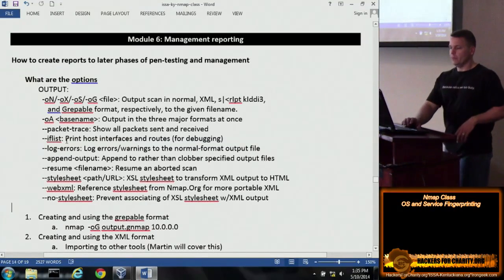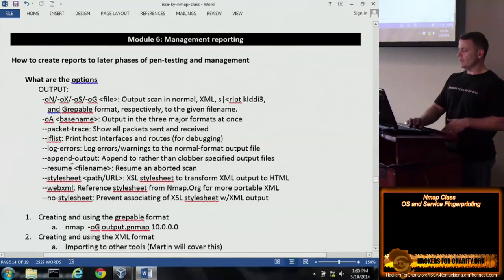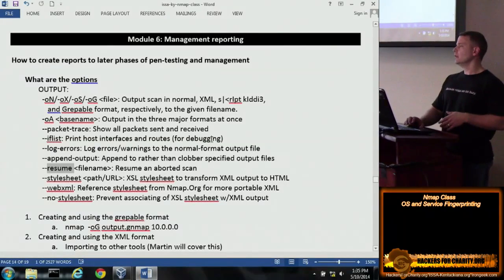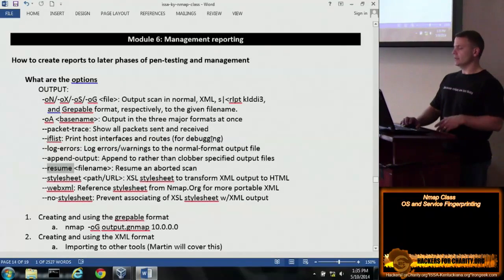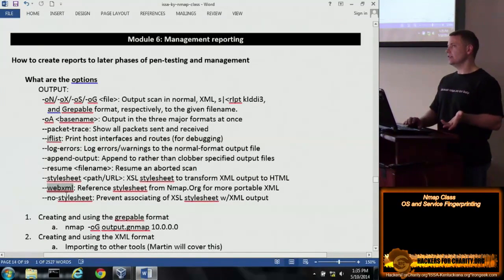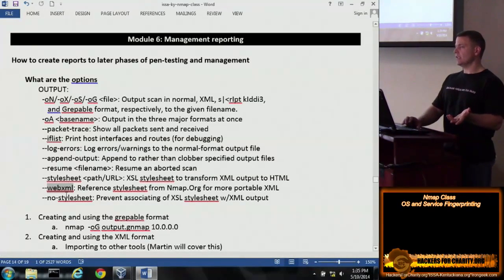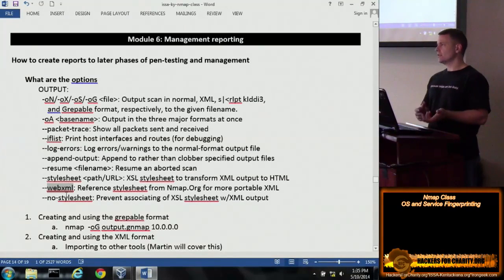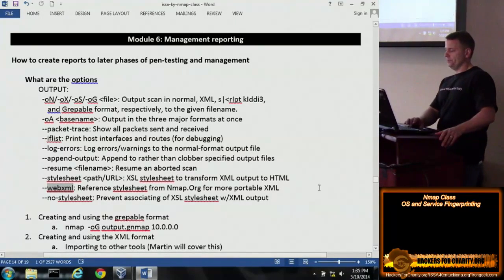Okay, so there are some other options that will modify the logging, and one of the nice ones is the resume that Adrian had talked about earlier, where as long as you were logging the output to the graphical format or whatever, then you can resume from where you left off earlier. Maybe the battery died in the scanner laptop, or whatever reason. You can also refer out to the style sheet that's on nmap.org using the web XML. Typically I don't do that because you have to have internet connectivity for that to work, and whoever you're trying to give the report to may not have that. It's safer, it seems, just to send the XSL along.